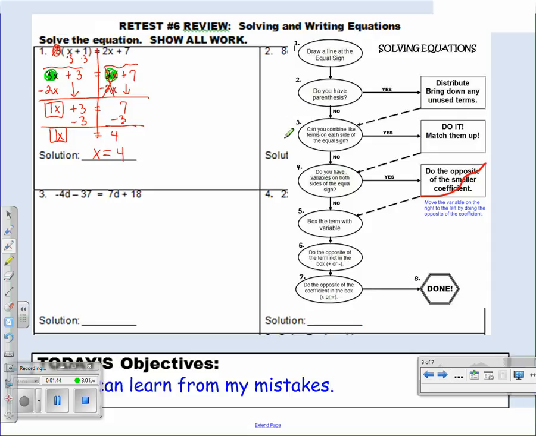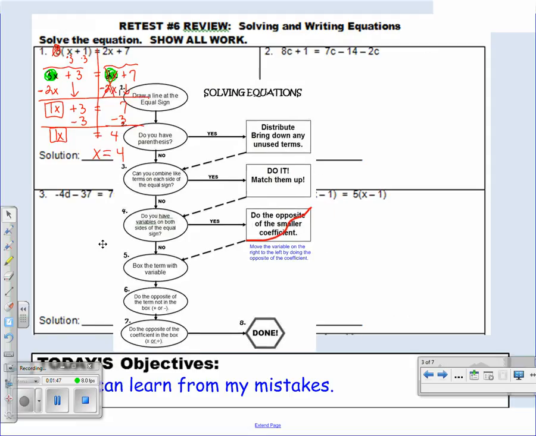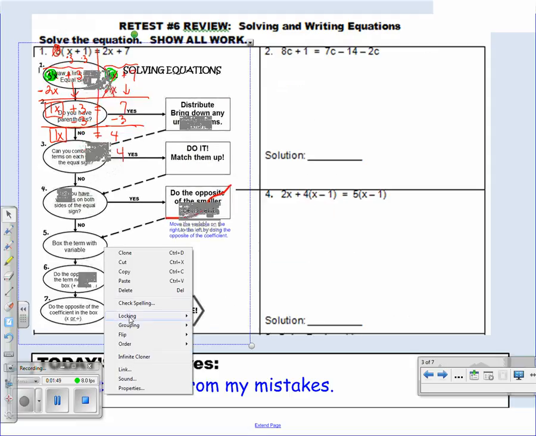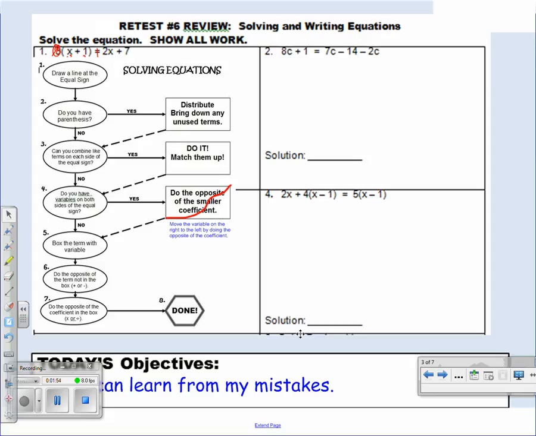Problem number 2. Again, following our flow chart, draw a line down the equal sign. Do we have parentheses? No, we do not. Can you combine like terms on each side of the equal sign? There's nothing to combine on the left, but on the right we have a 7c and a minus 2c. Those can be combined. 7c minus 2c is 5c. We still have a minus 14. The left side, we still have 8c plus 1.